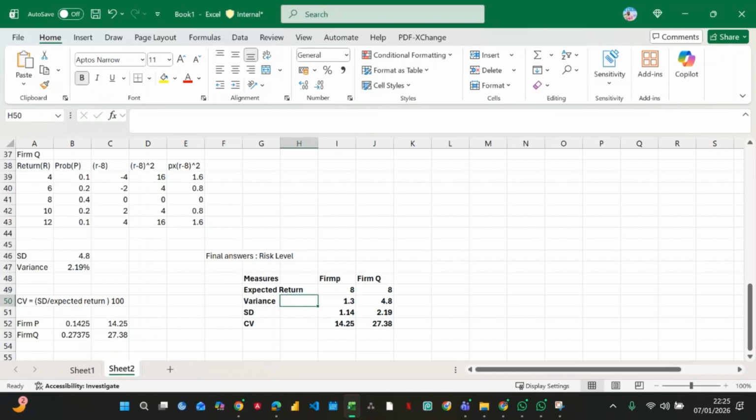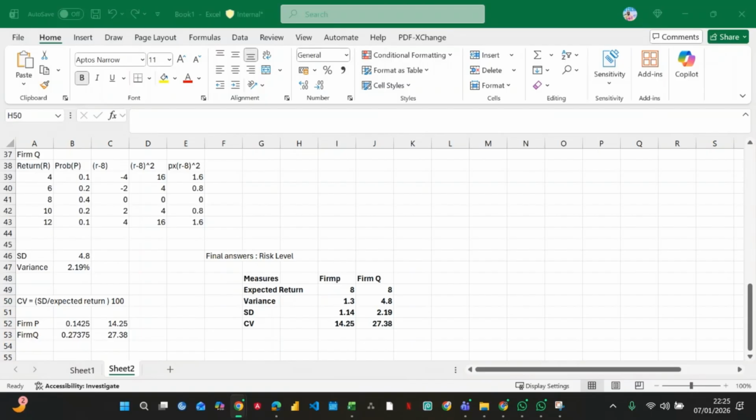I think it is the difference in the values between firm P and Q. I think firm Q has high values compared to firm P, starting from variance. I guess, I don't know. Okay, from P and Q.